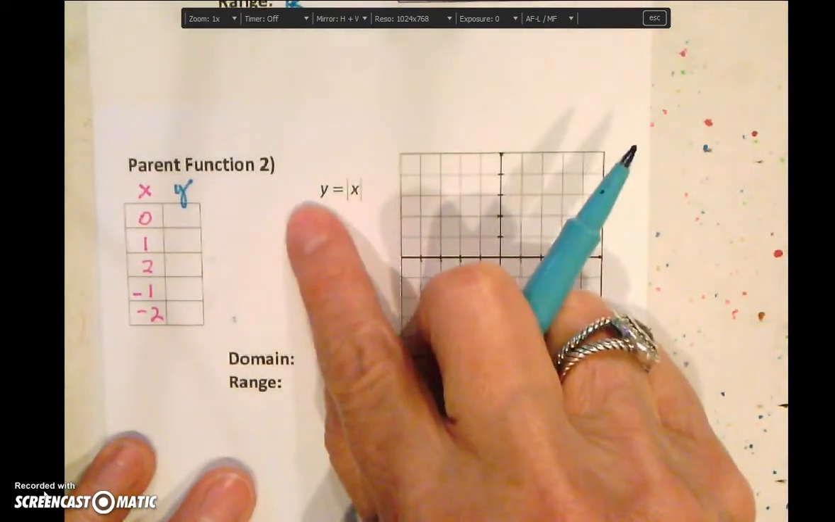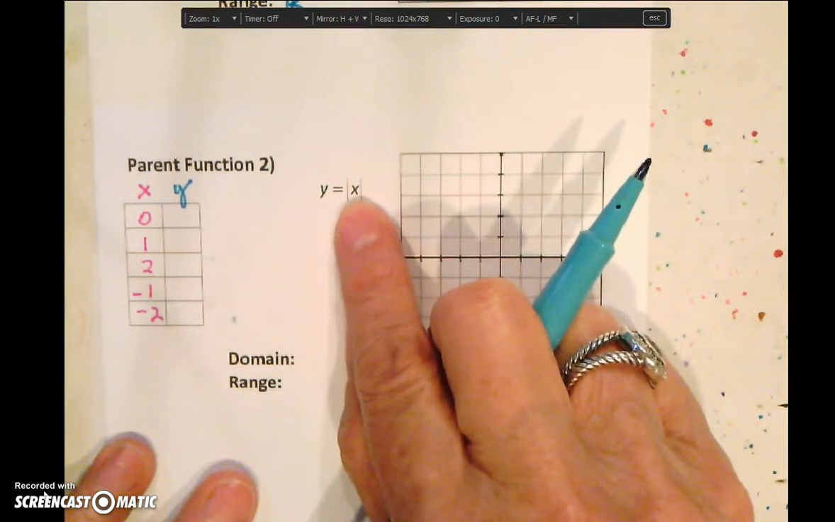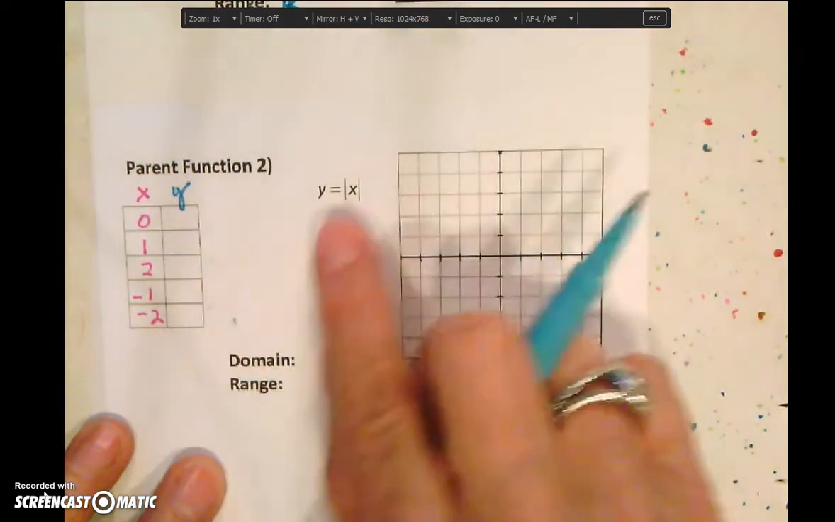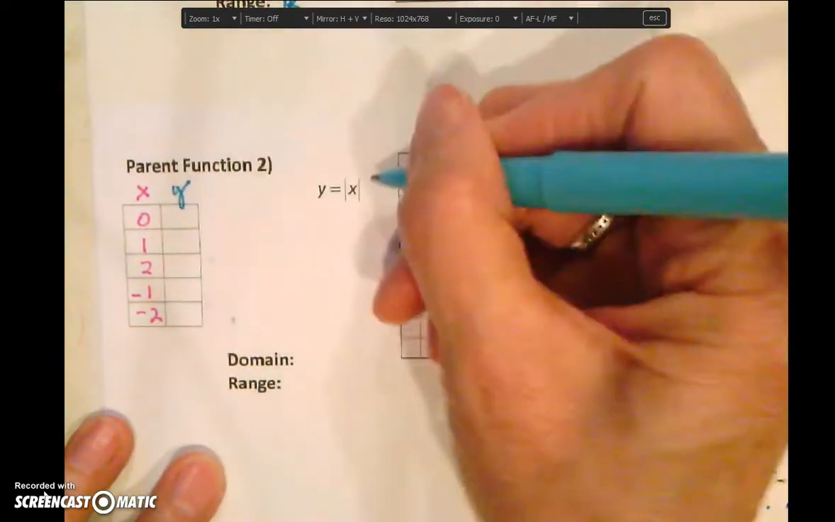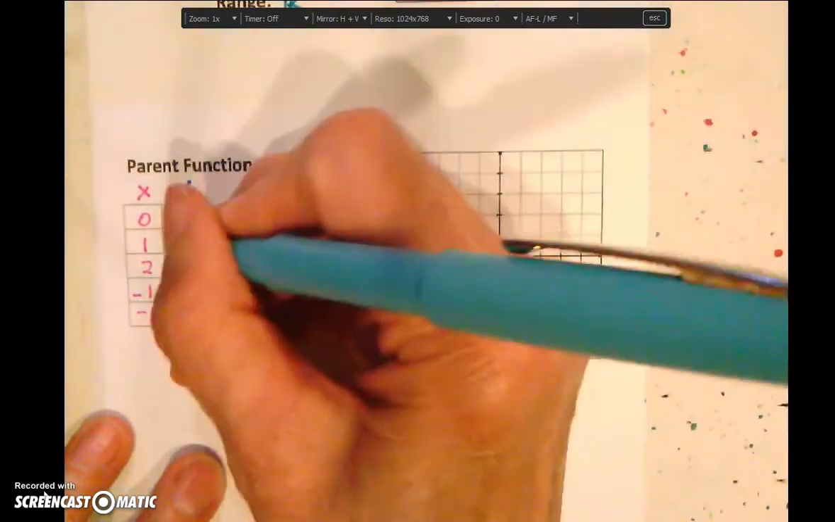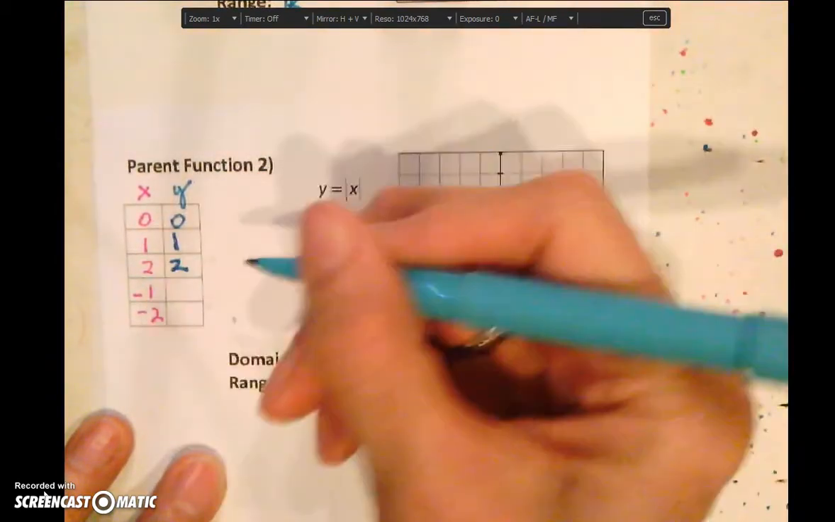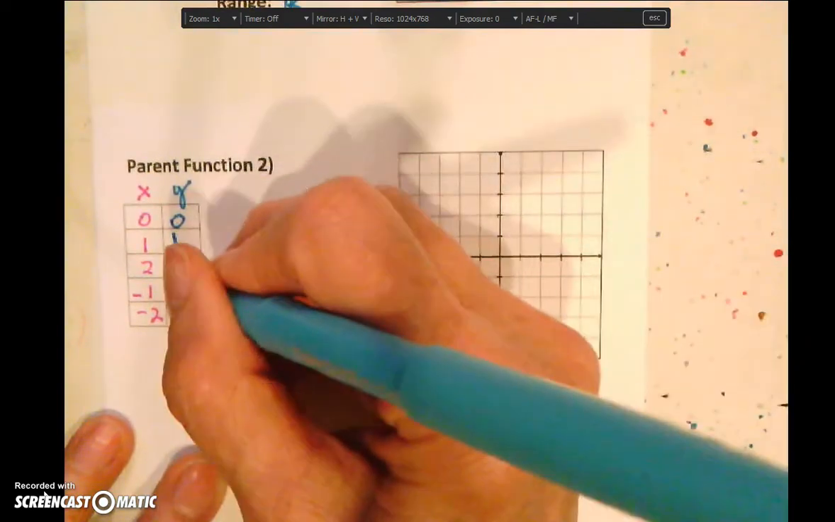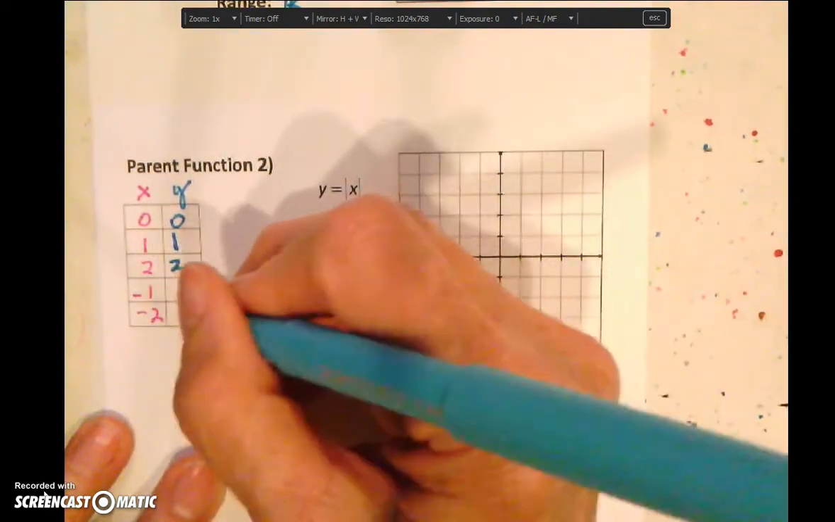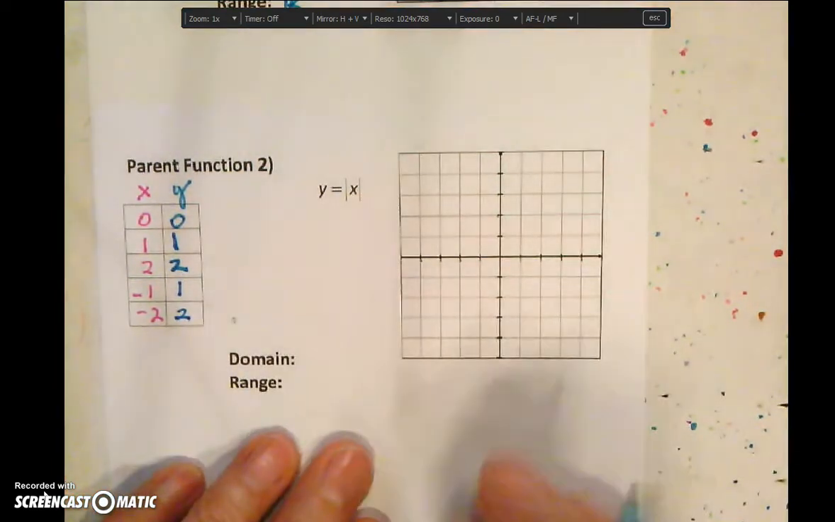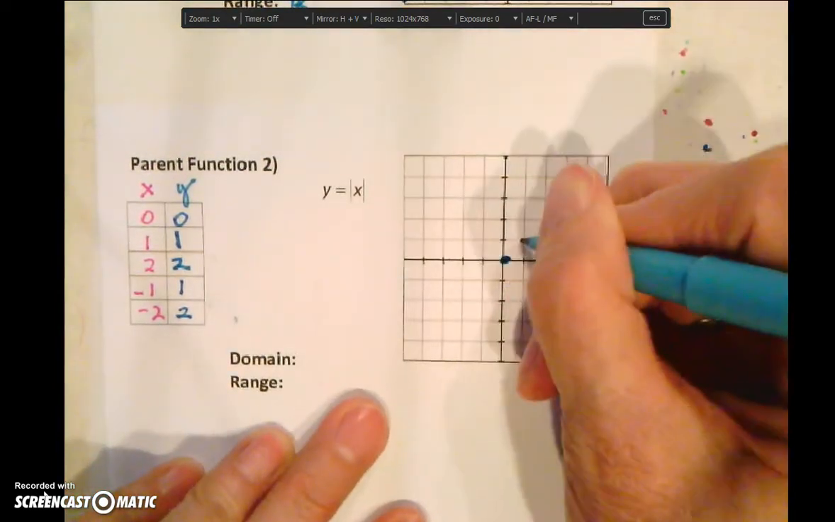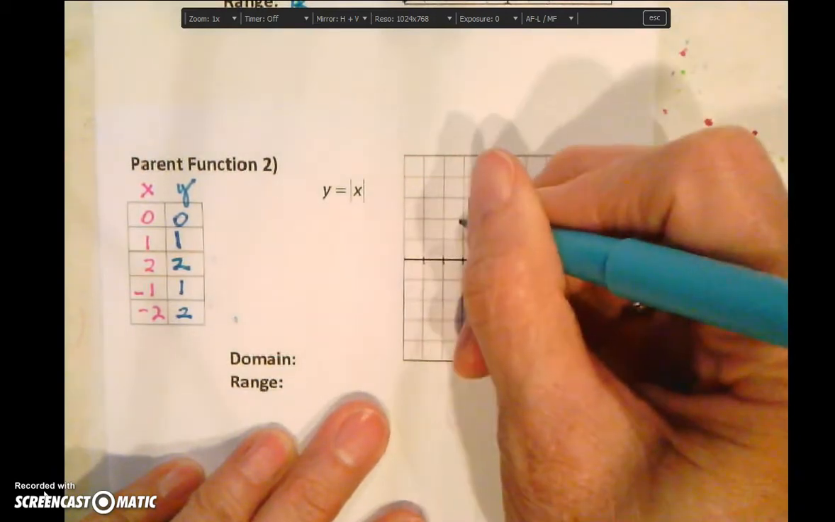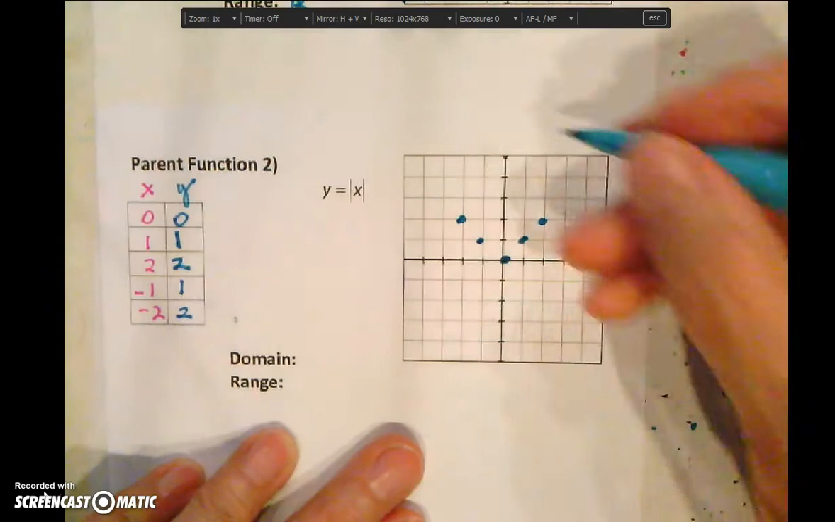Parent function 2 is going to be y equals the absolute value of x. Again, you see I put those same 0, 1, 2, -1, -2. The absolute value of 0 is 0. Absolute value of 1 is 1. Absolute value of 2 is 2. Absolute value of -1 is +1. And absolute value of -2 is 2. When I graph these points, 0, 0, 1, 1, 2, 2, -1, 1, -2, 2, I get this look.